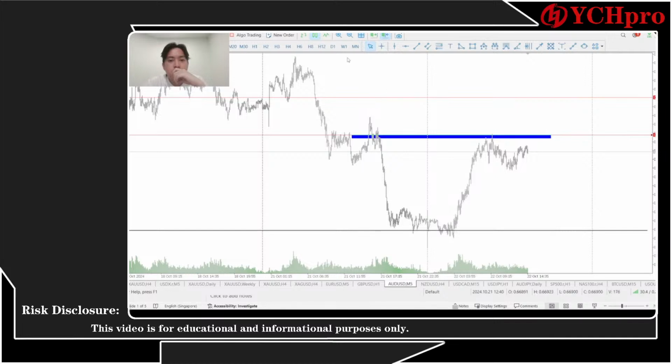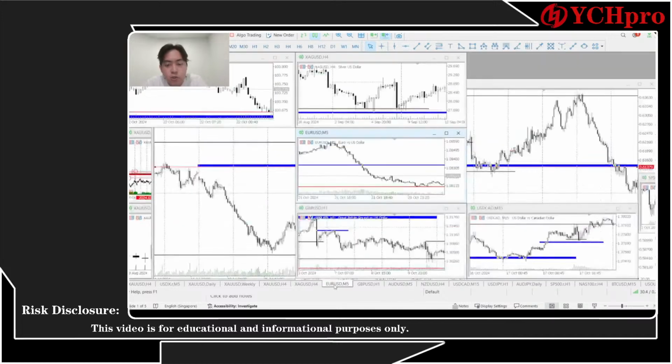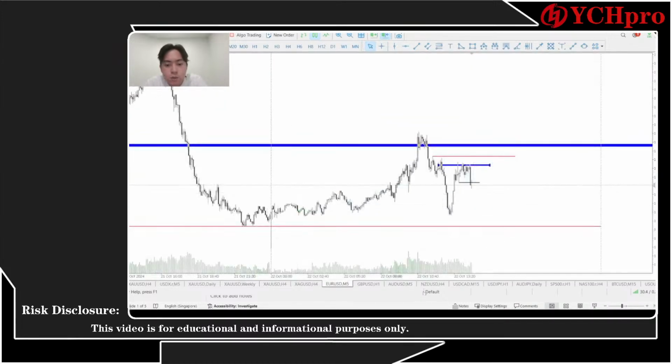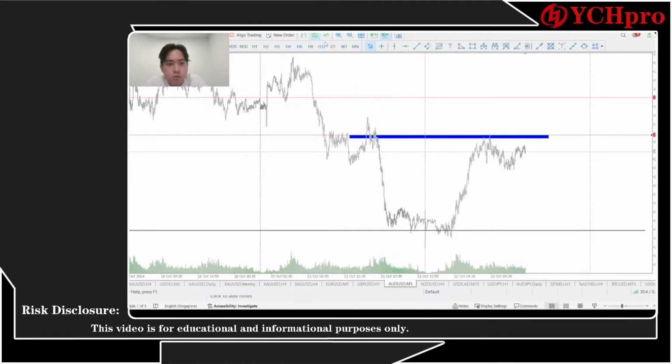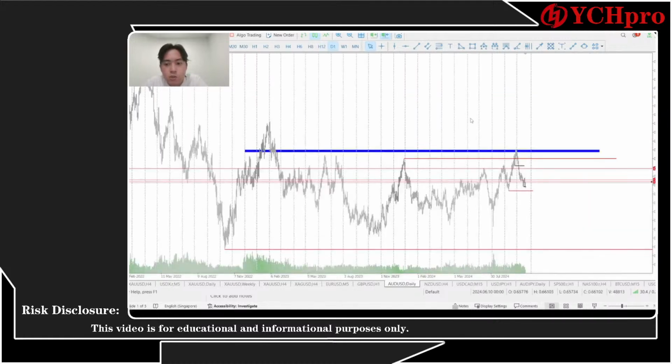I think we can do a top-down analysis with the AUD/USD pairing, guys, and then try to see if it is possible to aim AUD and EUR at the same time. So let's do a top-down analysis, everyone.